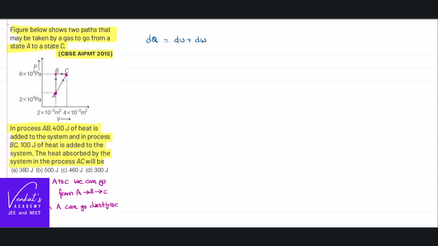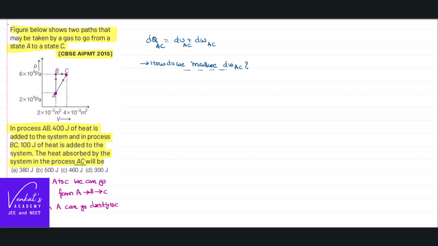You want the heat absorbed in the process AC. So dQAC is dUAC plus dWAC. dUAC is the change in internal energy in the process AC. dWAC is the work done during the process AC. First, let me calculate how we measure dWAC, how much work is done during the process AC. Let's have a look at that first.